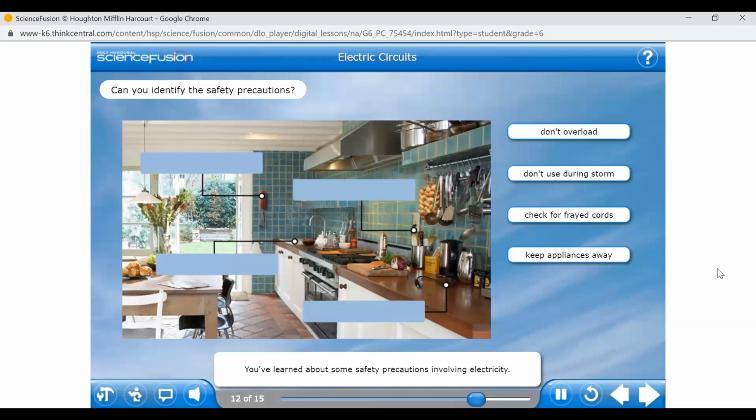You've learned about some safety precautions involving electricity. Can you identify the safety precaution associated with each object? Drag the safety precaution to its correct image.